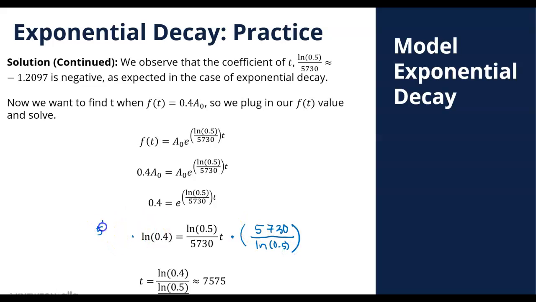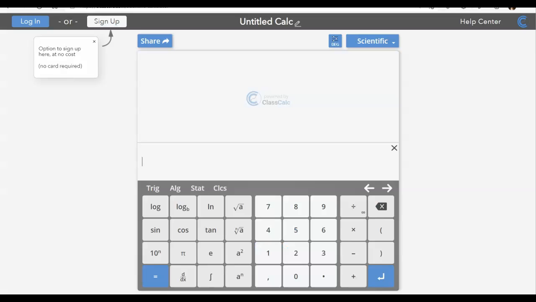So we have 5,730 divided by ln of 0.5. Now this would cancel with this and that. So therefore t is equal to 0.4 times 5,730 divided by ln of 0.5. Plugging this into your calculator, you get t equal to 7,575.